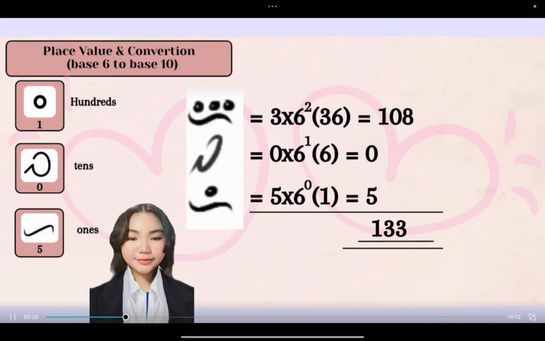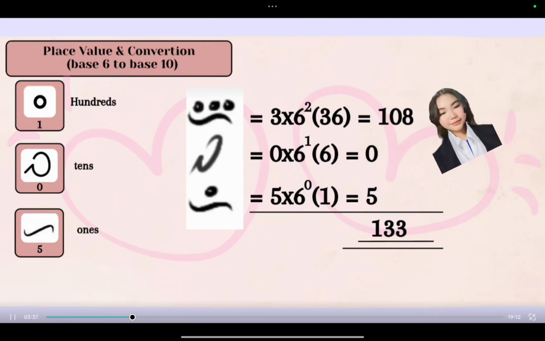On the left side, you can see the Alon symbols of 3 for hundreds, 0 for tens, and 5 for ones. To convert the base 6 number 305 to base 10, multiply each digit by its corresponding power of 6 and add the results. For the hundreds place, 3 is multiplied by 6 squared, which equals 36, resulting in 3 times 36 equals 108.